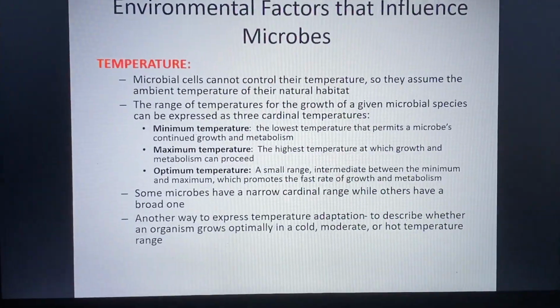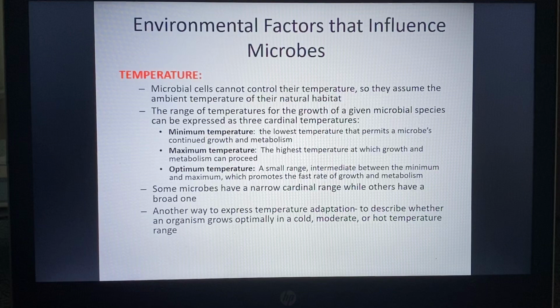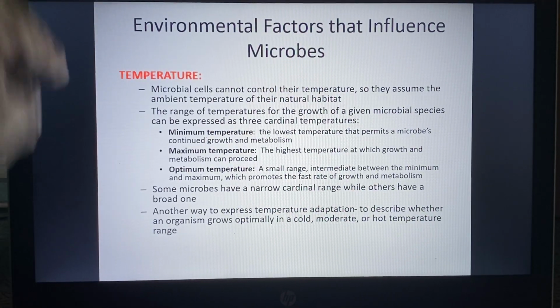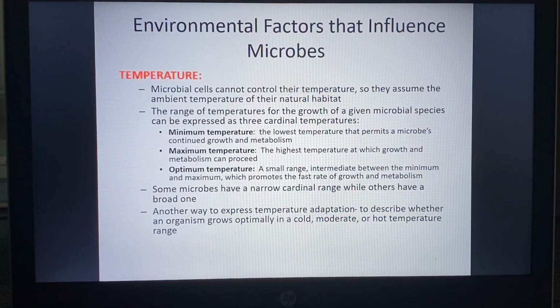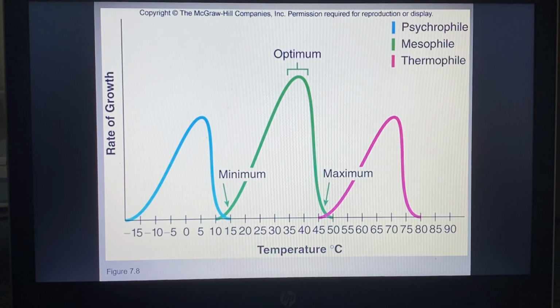So it's kind of like a little fingerprint. Some microbes have a very narrow range while others have a broad one, but each species of bacteria is going to have a minimum, a maximum, and an optimum. Okay, so actually let me forward to a couple of slides. I just want to show you this and then we'll get back to it.